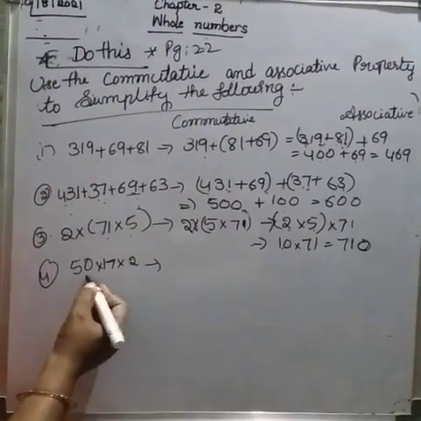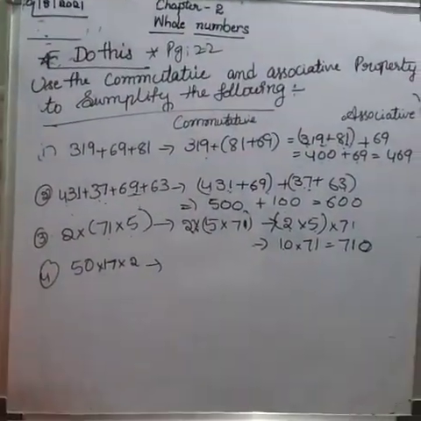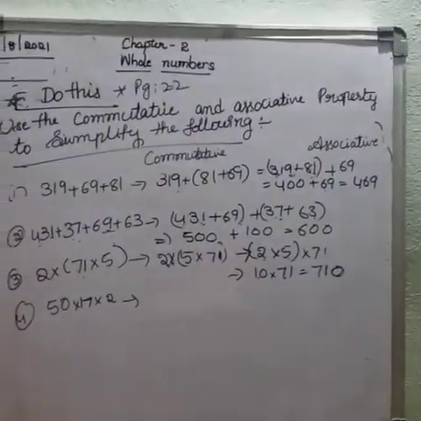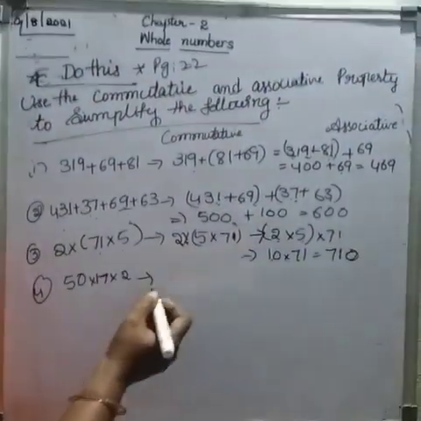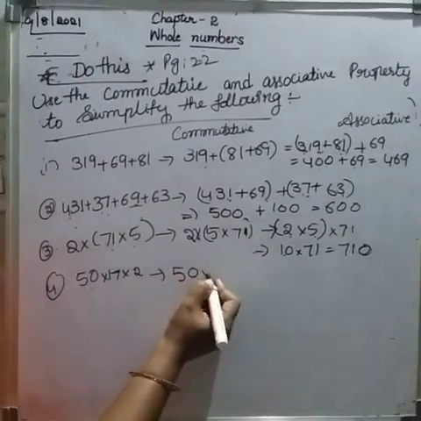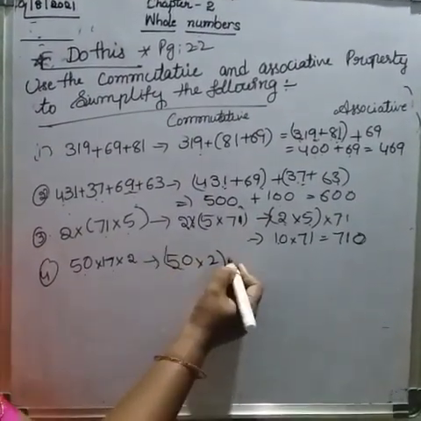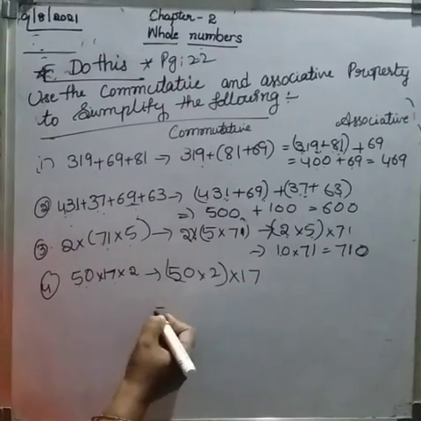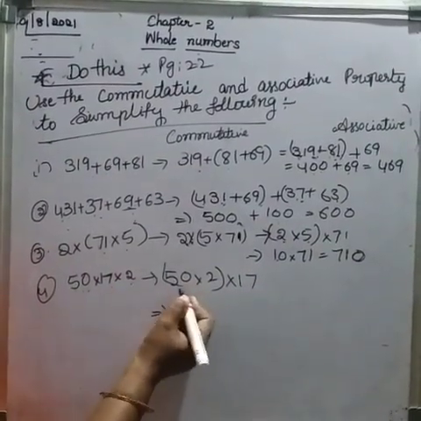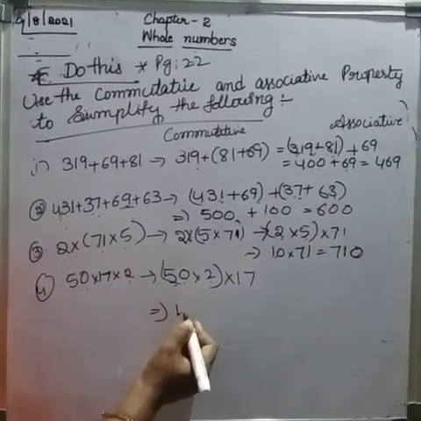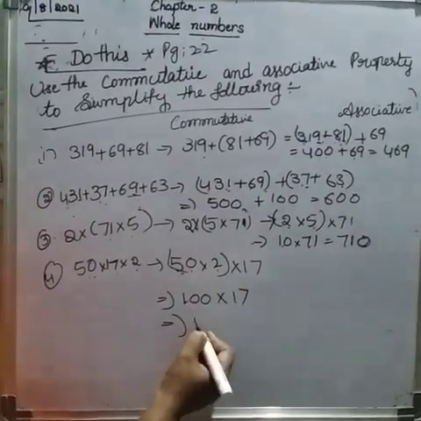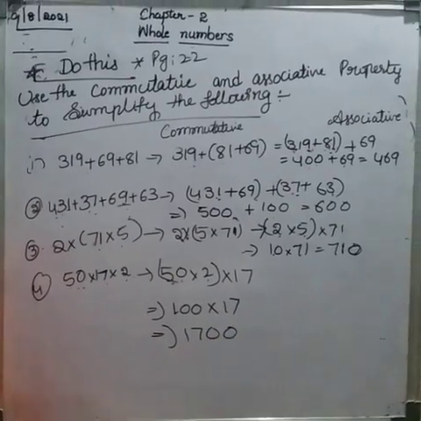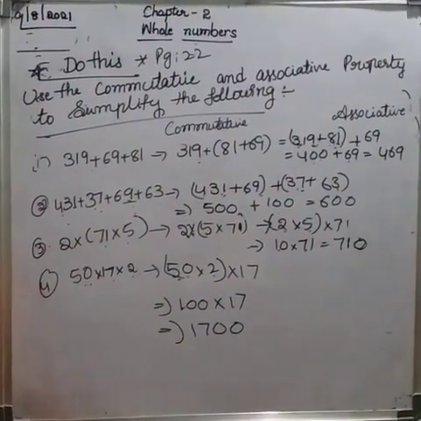Next, 50 into 17 into 2. Which two numbers we have to write in bracket? 5 into 2, 0 into 2, 0. This is very easy, no? 50 into 2 into 17. 5 twos are 10, 0. 50 twos are 100, into 17. Okay, 1700. Answer is 1700.